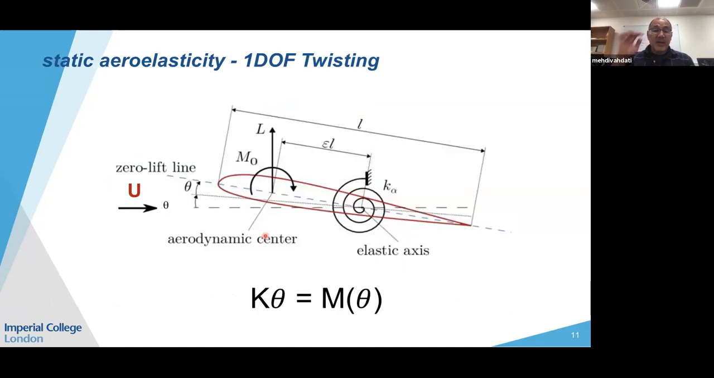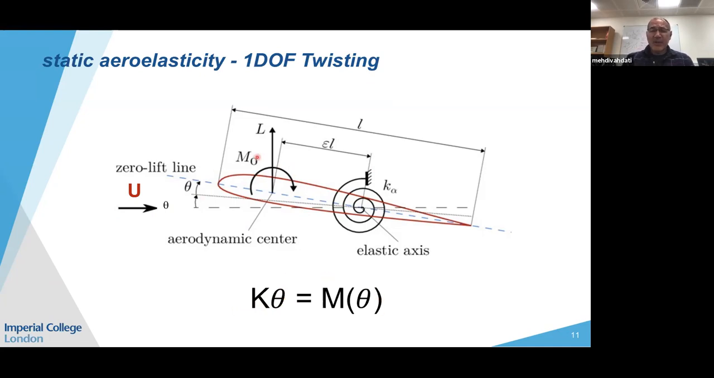Obviously, when you go for a twisting motion, as you blow the air, you create a moment. This is a 1 degree of freedom twisting motion, which is characterized by a twisting stiffness. And you can see it here, as the air blows, you create a moment, and the moment tries to twist the blade or the aerofoil further. So here, the equation is a bit more complicated as it becomes nonlinear. And it's also very important.